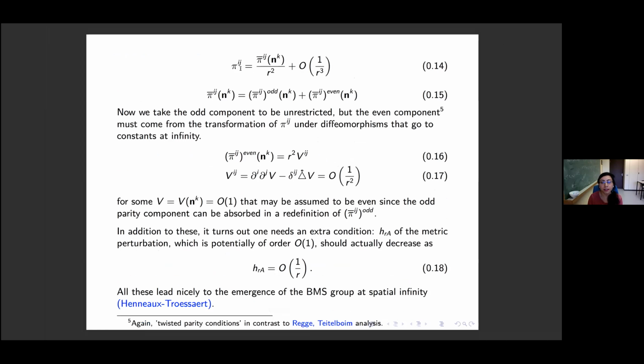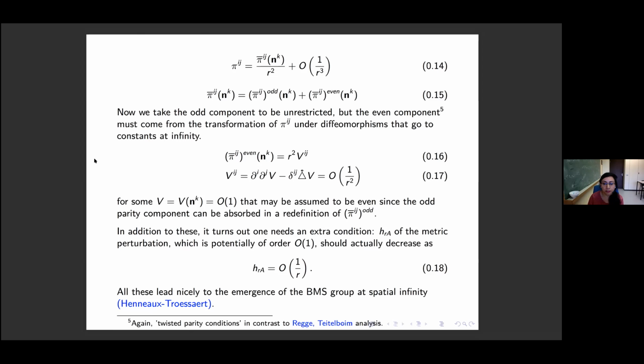And similarly for the conjugate momentum, its fall-off is now as 1/r^2. Again, it has odd and even parts. Now the odd part is unrestricted, but the even part is restricted to take this form. And again, this is the twisted parity conditions compared to the Regge-Teitelbaum condition.